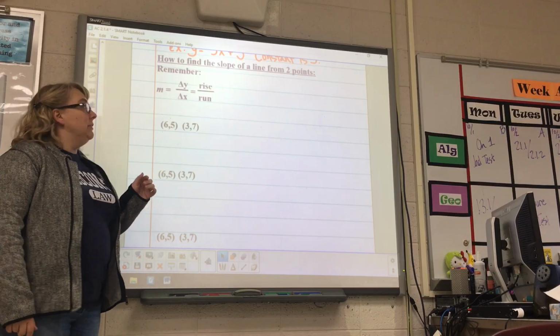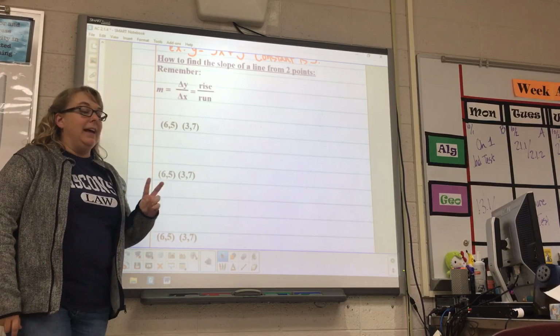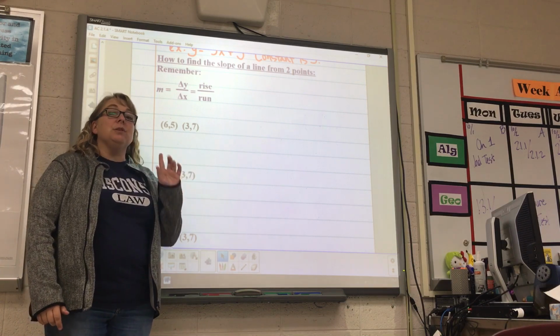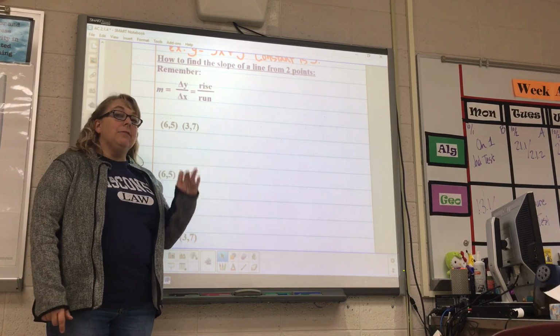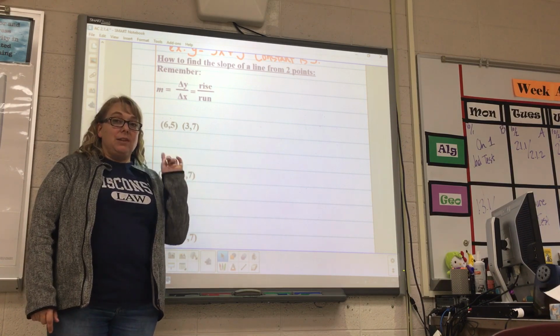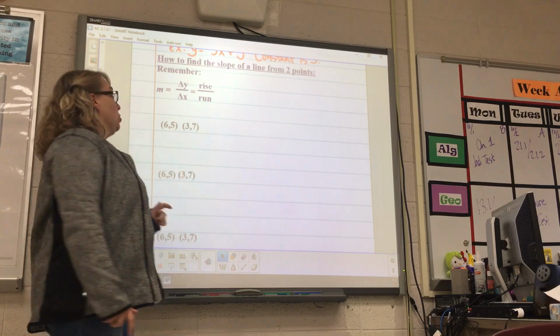Find the slope of a line if we have 2 points that are on the line. There are several different ways to find the slope correctly. What I want you to do is watch this video, see the different ways that I find the slope, and then go back and take notes on the one way that makes the most sense to you.